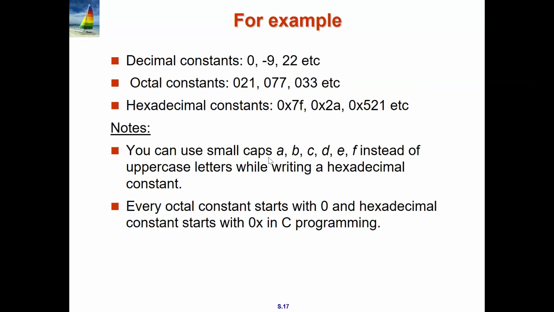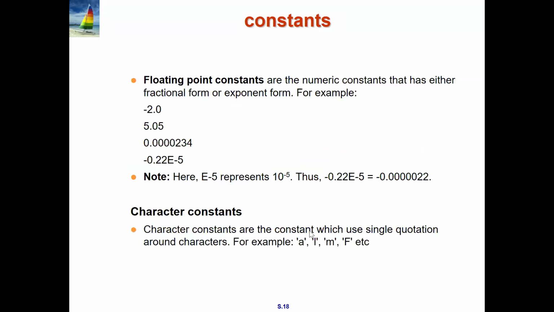You can use small letters a, b, c, d, e, f instead of uppercase letters while writing a hexadecimal constant. लिख सकते हो. Every octal starts with 0 and a hexadecimal constant starts with 0x. तो इसके बारे में भी एग्जाम में क्वेश्चन आ सकता है. ठीक है. So this is the basic. Now floating constants, like real numbers you can store: 2.0, 5.0, like 0.0023, like that.